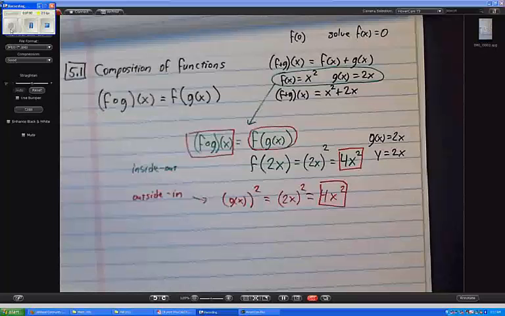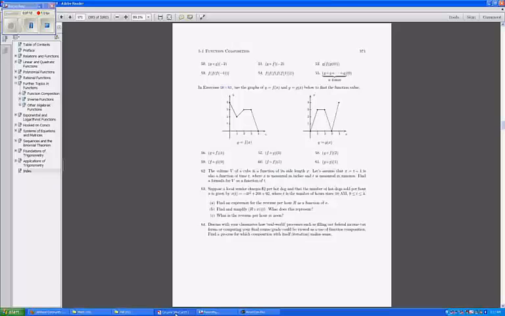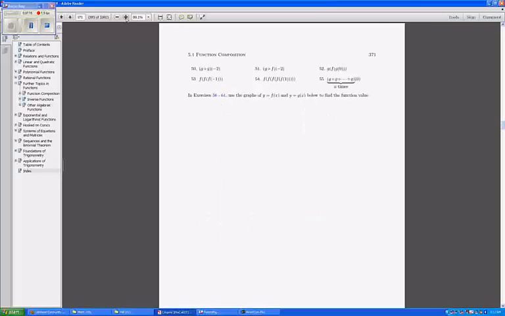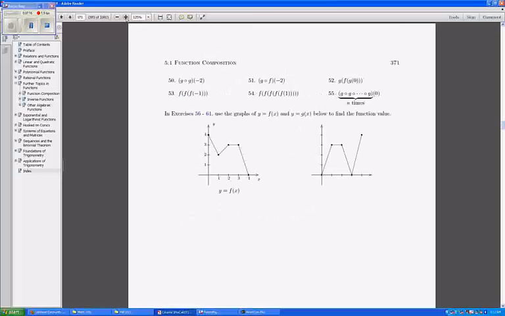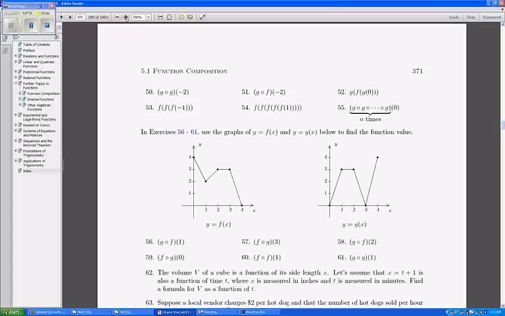Now, to give you some practice on that, I want to do a few exercises. I mentioned that the first one I was looking at is page 371. I'm going to zoom in a little bit so we can see these graphs a little better. These are graphs of two functions: y equals f of x, and y equals g of x. F and g. For example, number 57 is a nice example.